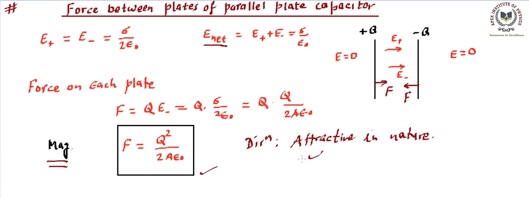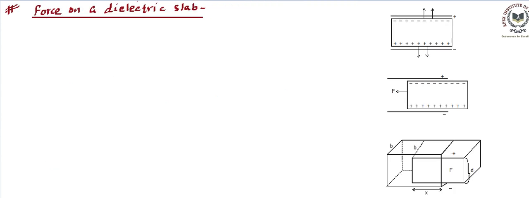Now we can move ahead and we will talk about the force on a dielectric slab in a parallel plate capacitor. So let's go ahead. Let's talk about force on a dielectric slab. Let's say this is a parallel plate capacitor. This is a positive plate having a charge Q, let's say. This is a negative plate, having a charge minus Q. And the dielectric slab is filled inside. Let's say the dielectric constant is K, and it is completely filled inside.